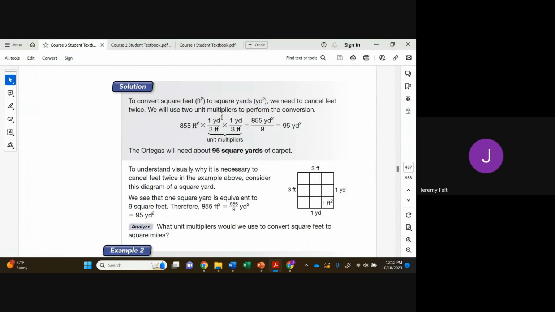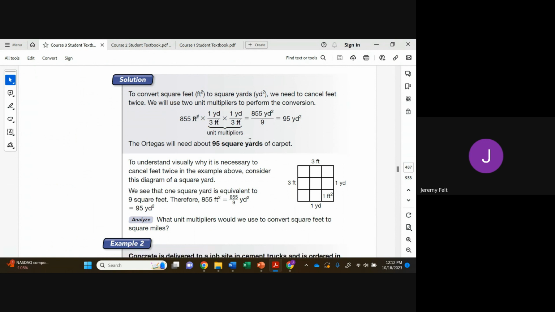Okay, so that's why we multiplied it by our unit multiplier, and we had to use the same one. It's not always going to be the same unit multiplier. Sometimes it is. But in this example, we had to multiply by this unit multiplier twice in order to end up with the units that we wanted.